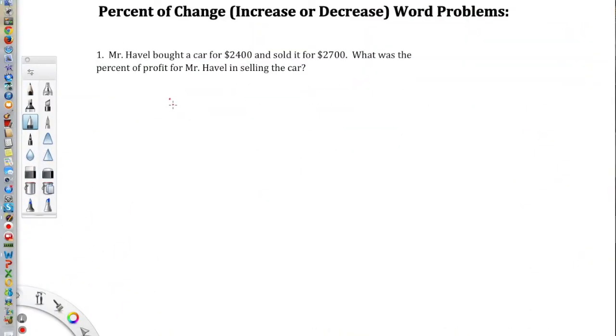Boys and girls, let's look at problem number one. It's a percent of change problem. And we read, Mr. Havel bought a car for $2,400 and sold it for $2,700. What was the percent of profit for Mr. Havel in selling the car?